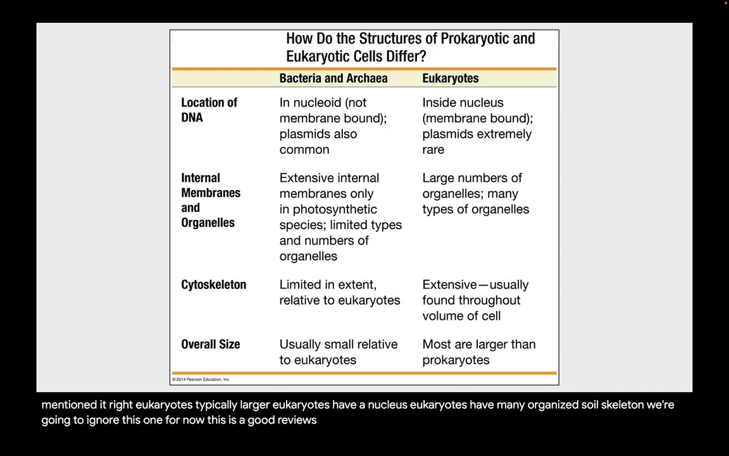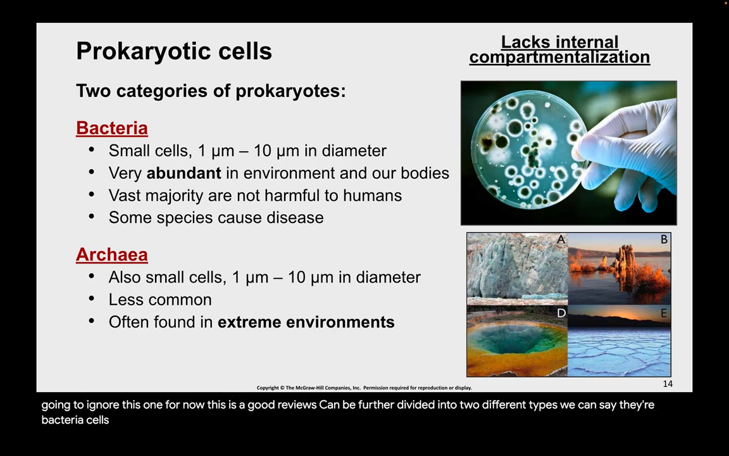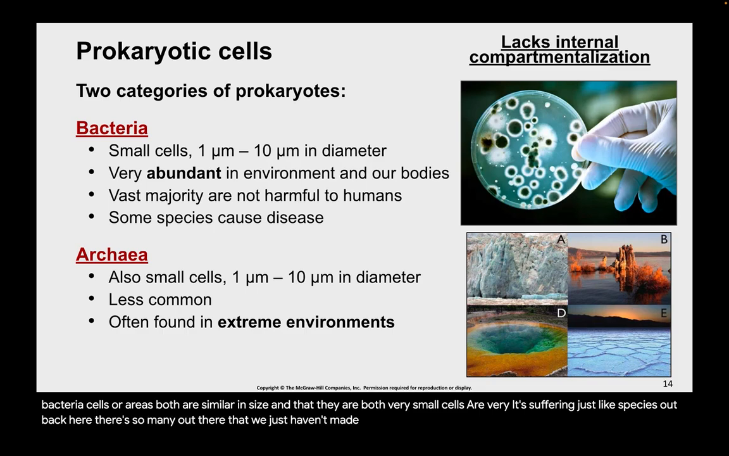All right, but like I mentioned, prokaryotes can be further divided into 2 different types. We can say they're bacteria cells or archaea cells. Both are similar in size in that they're both very small. They are tiny cells, from 1 micron to 10 microns in diameter. Bacteria, however, are very abundant. We find bacteria everywhere. Science has not stopped discovering different species of bacteria. There's so many out there that we just haven't named them all.